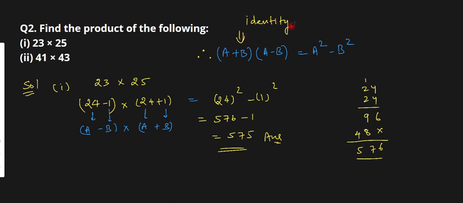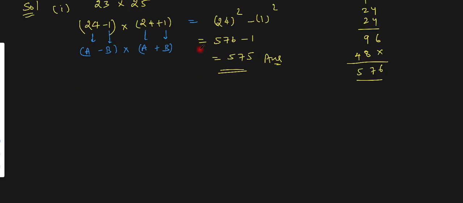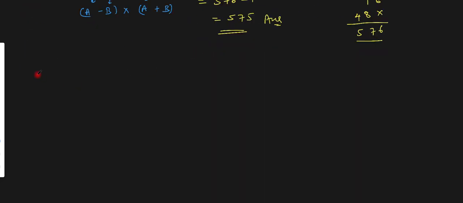A plus b multiplied by a minus b will give you a square minus b square. Now the next question is 41 multiplied by 42. Now the second part is 41 multiplied by 43.